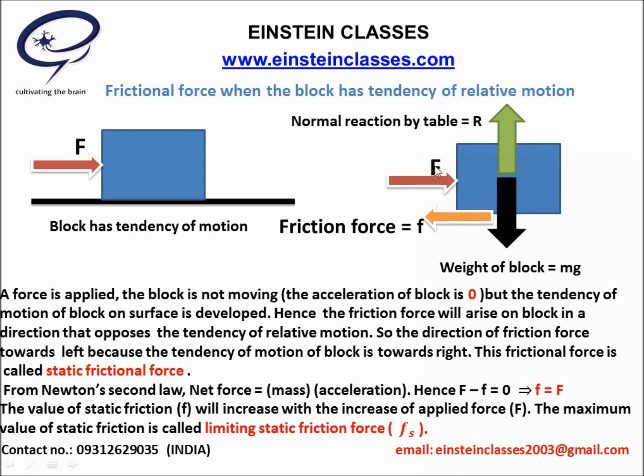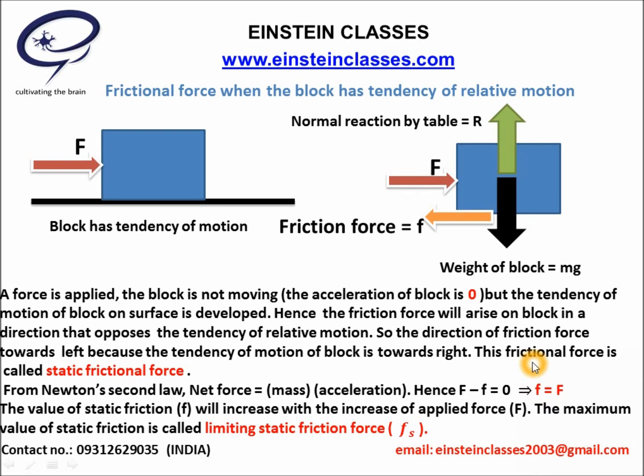We have applied a force F, but the block is not moving. Hence the acceleration of this block will be 0. Now we are going to apply Newton's second law along the horizontal direction. According to Newton's second law, net force equals mass into acceleration. Hence this F minus this F will be the net horizontal force. This will be equal to mass into acceleration, and as the acceleration of the block is 0, F minus F will be equal to 0. Hence the frictional force will be equal to the applied force F.